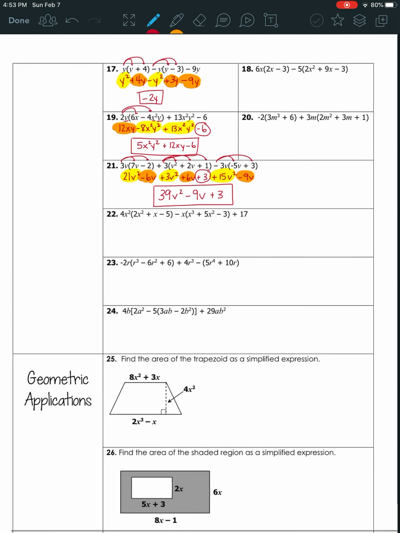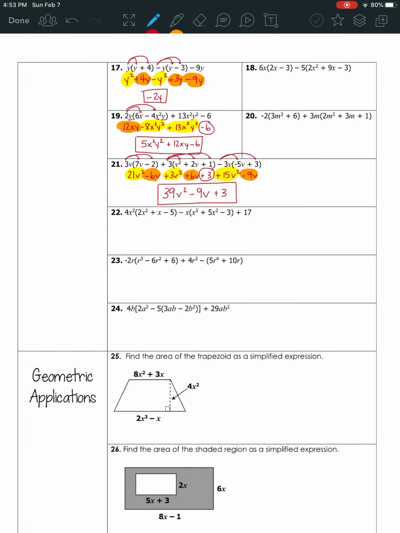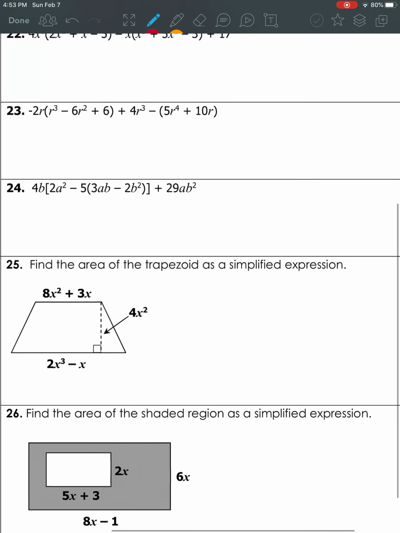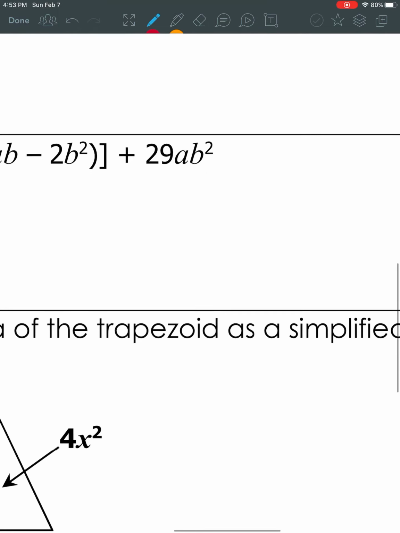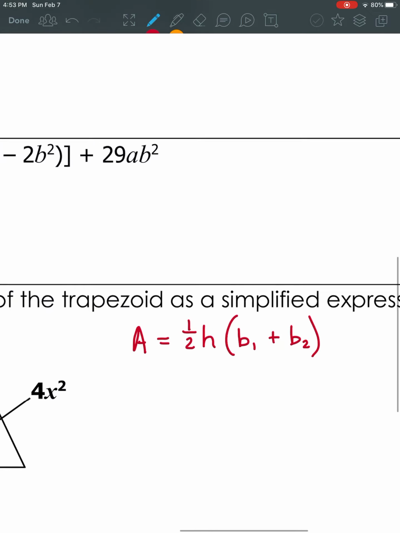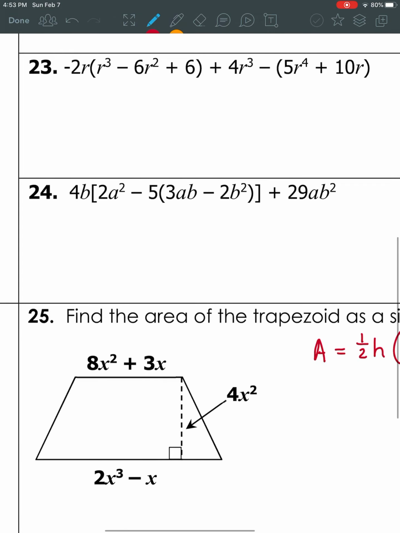All right, again, I'm leaving the rest there for you to try out and see if you can figure those out on your own. I'm going to jump down to these geometric applications. So we're going to find the area of this trapezoid. First of all, if we don't know the formula, it'd be important to know that the area of a trapezoid is 1/2 times the height and then times the bases added together. So base 1 plus base 2. The bases are your parallel sides. So those are your bases. And then the height forms that 90-degree angle.